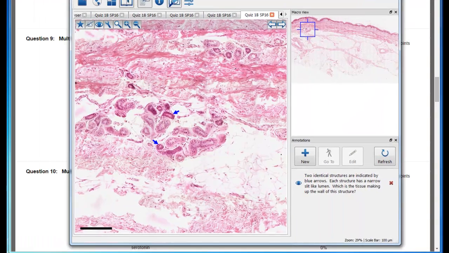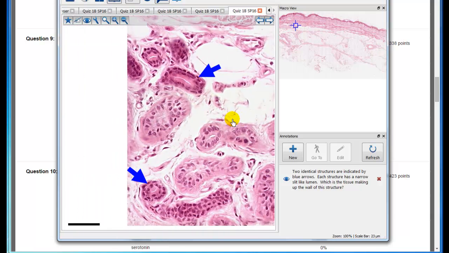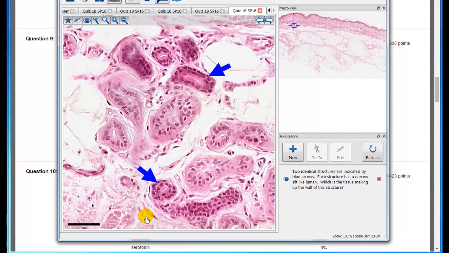This is the specimen here, and that's actually a specimen of skin, and this is in the hypodermis. It's actually just below the reticular layer of the dermis. You can see that here. And so here's the location, and if you magnify this, you can clearly see that there are 2 layers of nuclei around a narrow slit lumen. So that has to be stratified cuboidal epithelium.